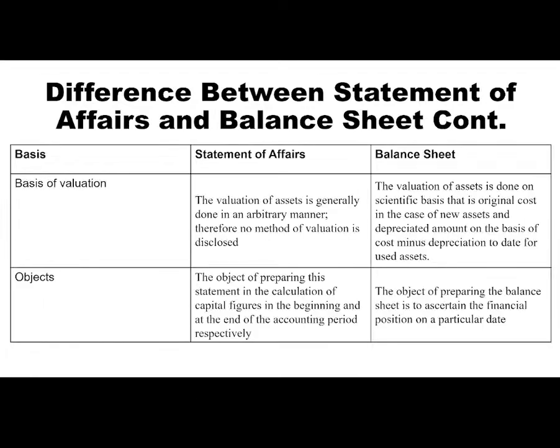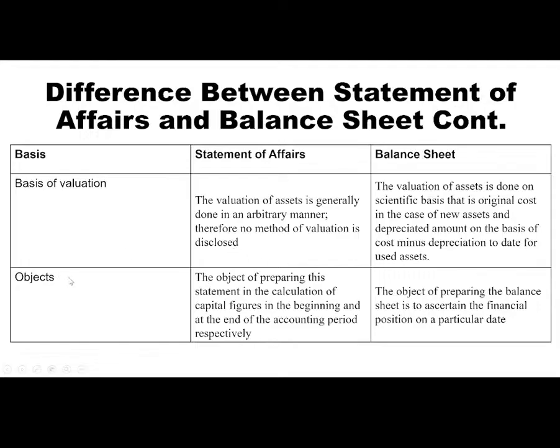Let's continue. On the basis of valuation, in the statement of affairs, the valuation of assets is generally done in an arbitrary manner. Therefore, no method of valuation is disclosed. But in the balance sheet, the valuation of assets is done on a scientific basis. That is, original cost in the case of new assets, and the depreciated amount, cost minus depreciation to date, for used assets.